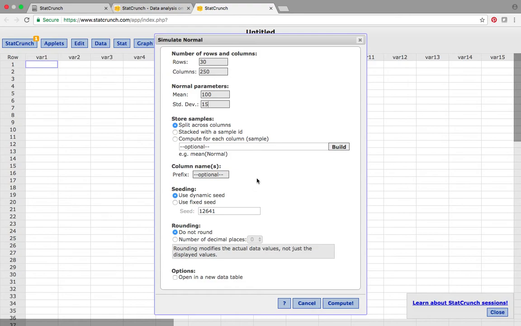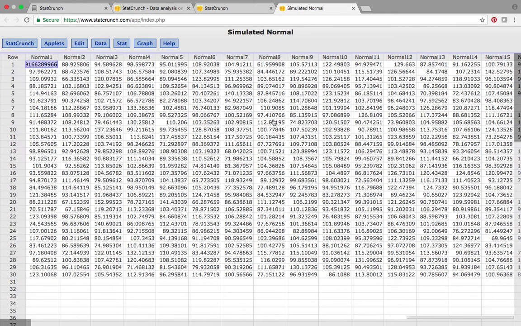All right, and I want to open in a new data table. So I'm going to compute. It's going to take a while because it's got a lot of stuff to do. Well, I didn't know it was going to take this long, but it did.